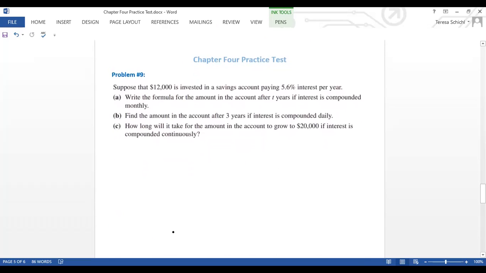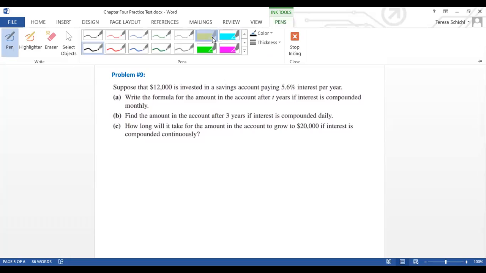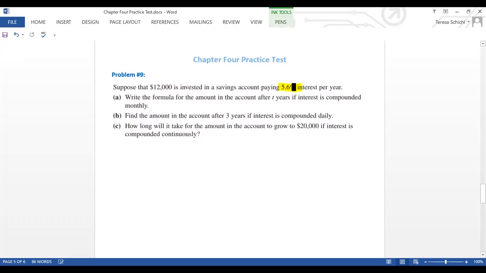Let's say that $12,000 is invested in a savings account and they pay an interest rate of 5.6%, right? So this is my R. Write the formula for the years if interest is compounded monthly. Oh, this is compound interest, right? So remember the compound interest formula: we say it's P times (1 plus R over N) to the NT, right? So N is how many times you compound per year.